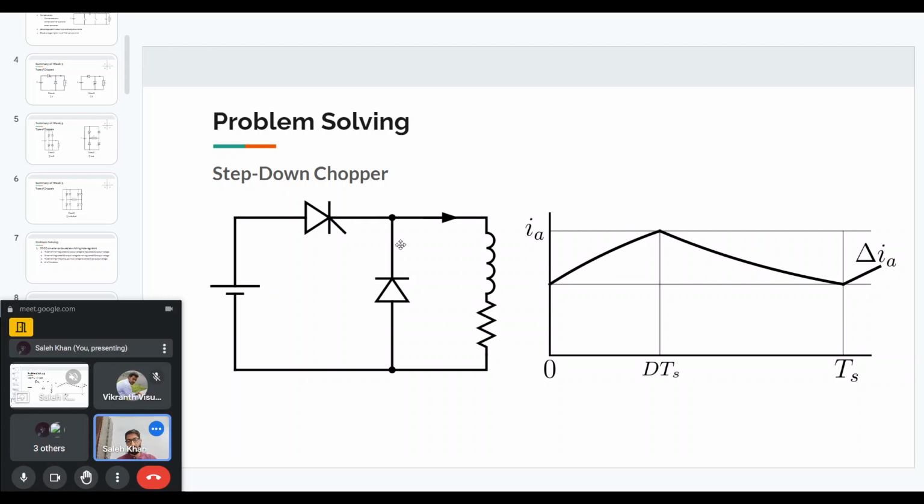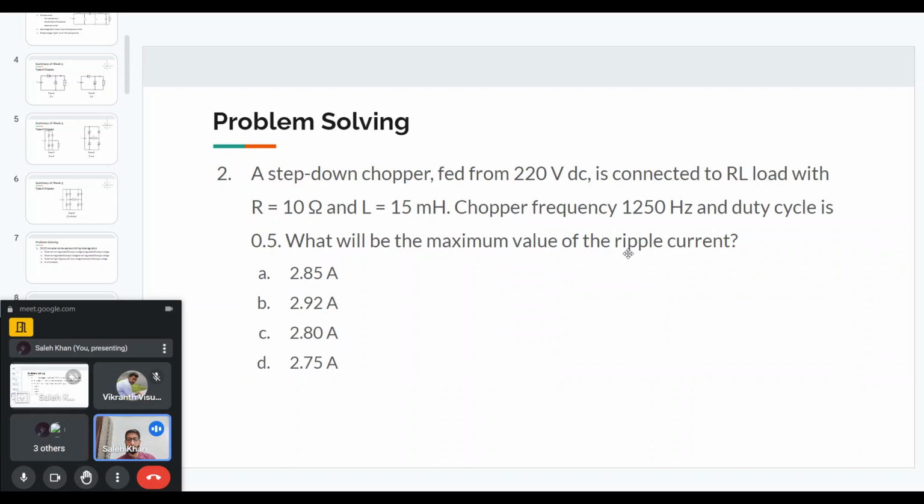Because of an RL load, when we have an input voltage, the current will rise, and the RL value will determine whether it is more of a straight line or has a curve. Then when the chopper switches off, during freewheeling, the current will come down. We are assuming that the inductance is high enough, because it's in millihenries, so the current will be continuous. The question is asking about the maximum value of the ripple current.